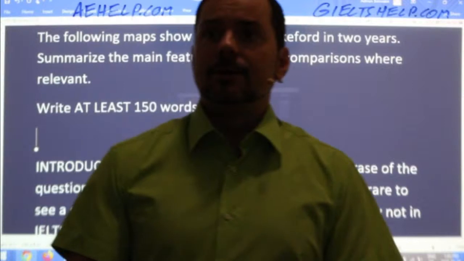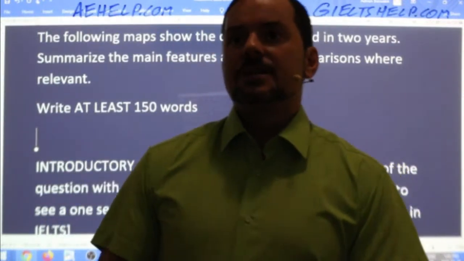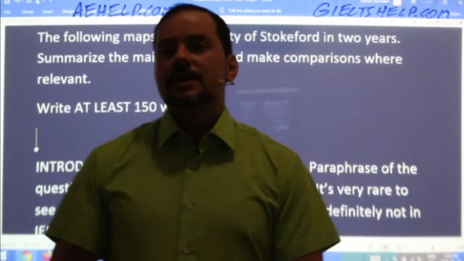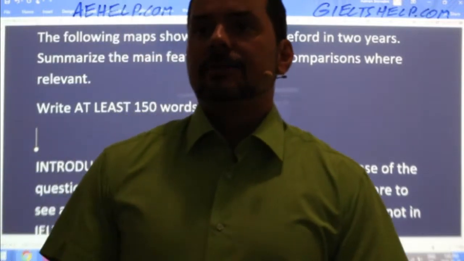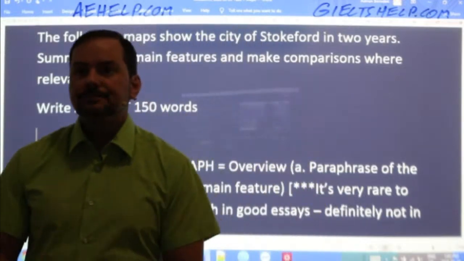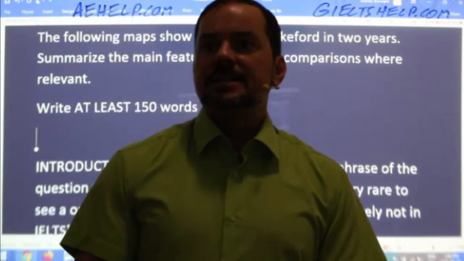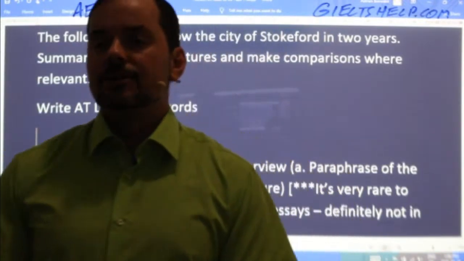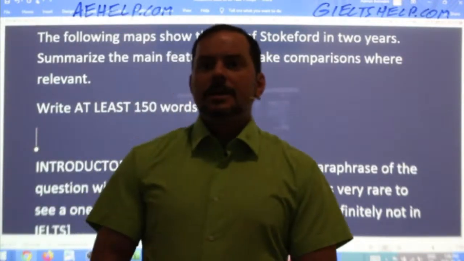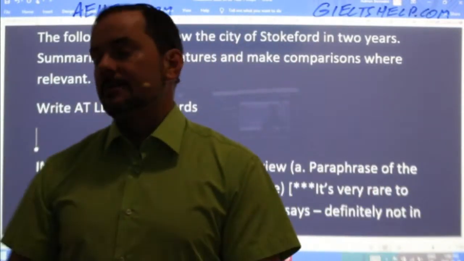Give the years, Kyber. Give the years. 80 years is good to show. And also give the years. Hassan says the two maps illustrate significant changes that took place in the city of Stokeford in 1930 and 80 years after. Okay, good, Hassan. 80 years after. Amir says the provided maps depict a snapshot of Stokeford in 1930 and 2010. Very good. Okay. Yeah, snapshot is okay. Snapshot is like a picture, Amir. Yeah, you can use snapshot, sure.